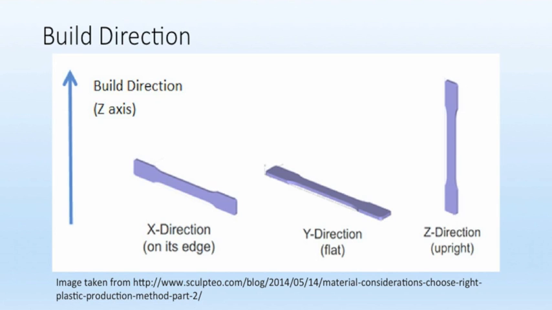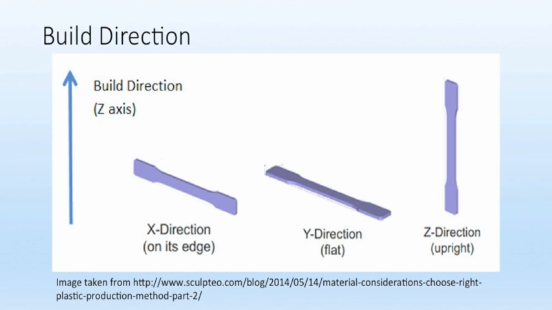X and Y axis. Another reason why you want to think about the build direction is that if you want to build something like this tensile coupon diagonally, then you will require a lot of support material.